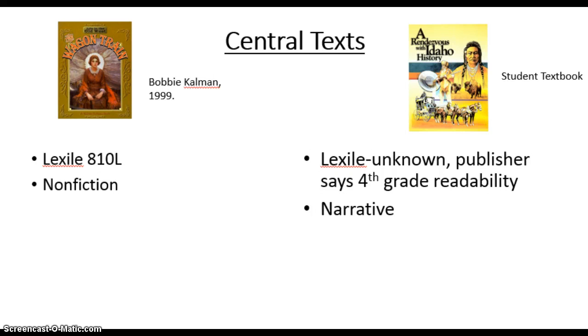The essential texts that I'm using for my unit include, first of all, the student textbook that they have called A Rendezvous with Idaho History. The reason that I want to supplement this text is because this particular chapter on the Oregon Trail is written in a narrative style in the form of diary entries, and I don't feel like it's very informative, so I'm going to scaffold that with the book Wagon Train by Bobby Kalman. The Lexile on that is 810, and it's written in a nonfiction format, and it has lots of pictures and illustrations and captions that I think will help scaffold this information.